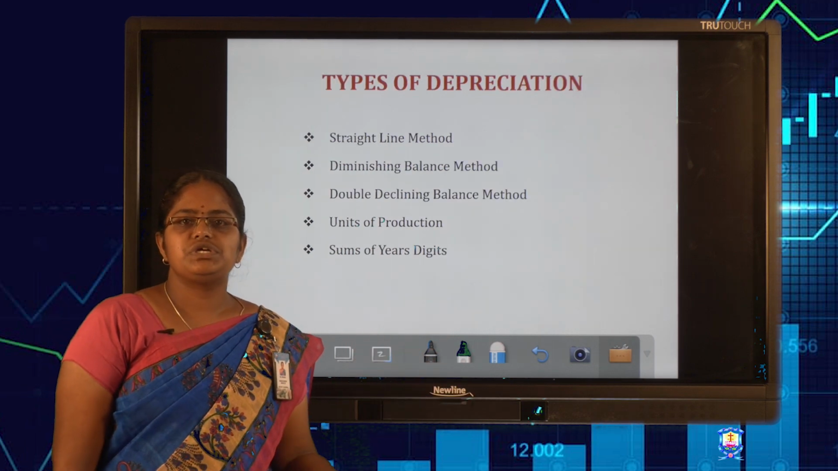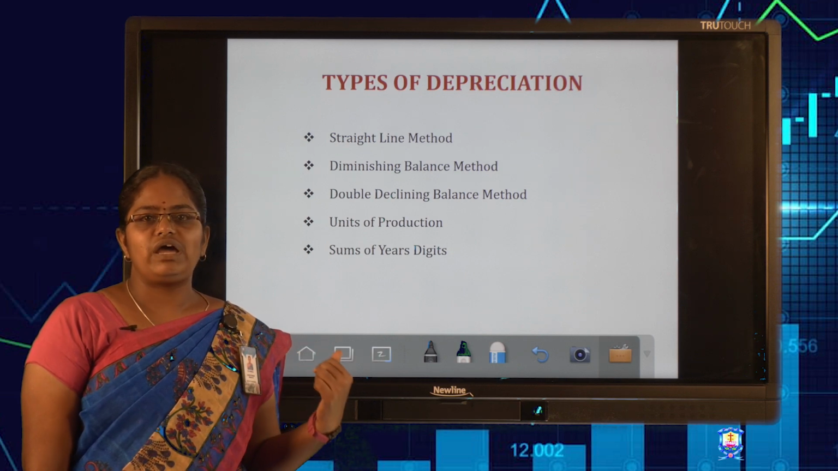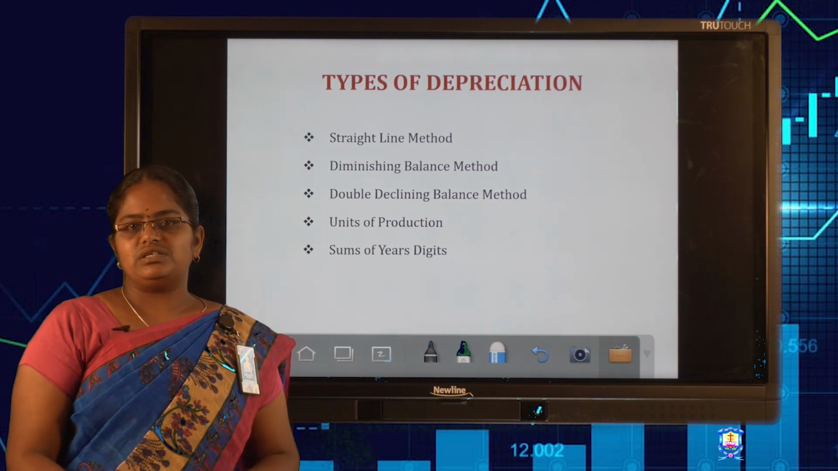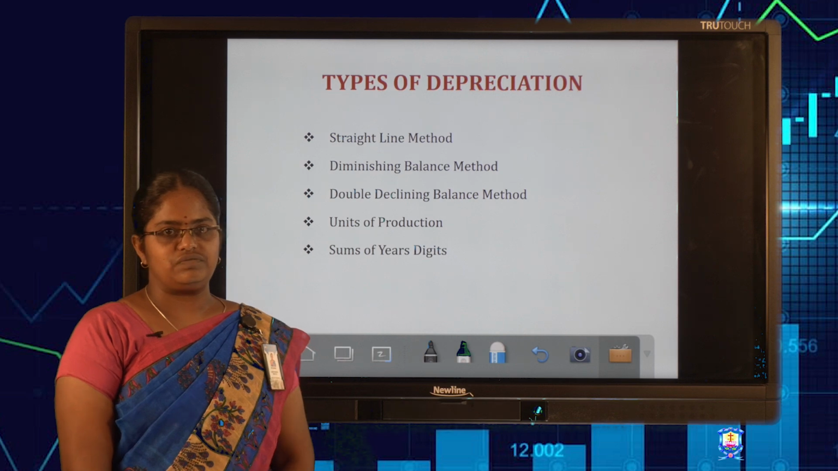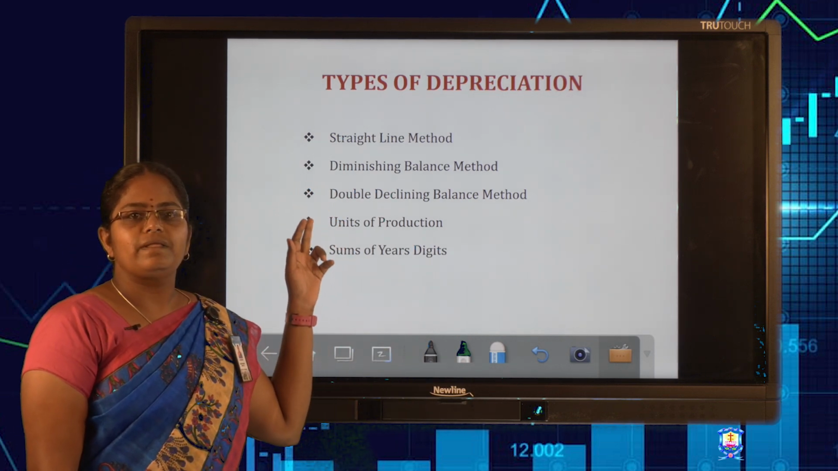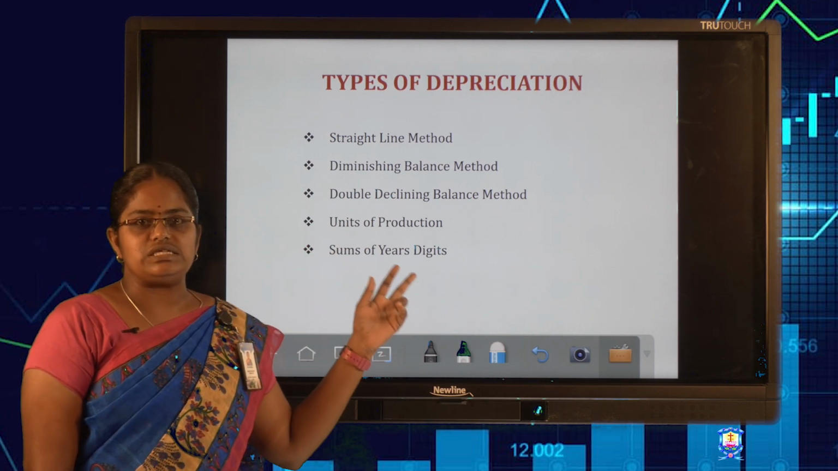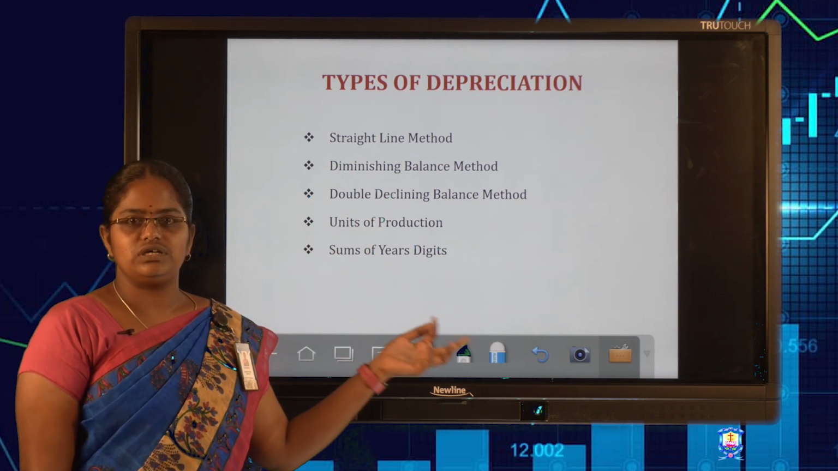The types of depreciation: there are numerous types available, but these five methods are the basic methods of calculating depreciation. First one, straight line method. Second, diminishing balance method. Then double declining balance method, unit of production, and sum of year digits. These five are discussed in the slides below.